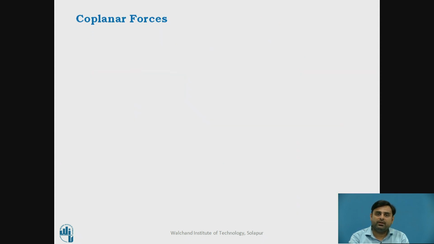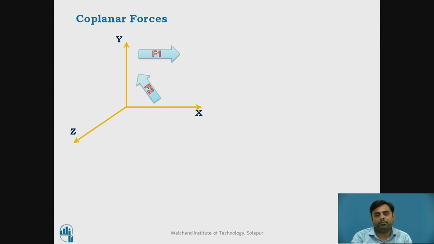So now coplanar forces. As the name suggests, coplanar forces means the forces which lie in the same plane. Here you can see x, y, z are the three mutually perpendicular axes. Let us say F1 is lying in the xy plane, F2 is also lying in the xy plane, F3 is also lying in the xy plane. So all these three forces F1, F2 and F3 are lying in the xy plane only. So these forces are called coplanar forces.